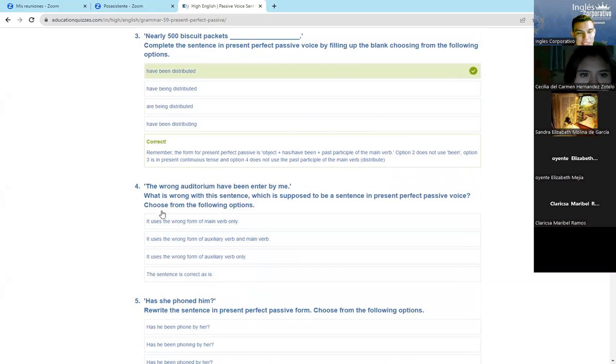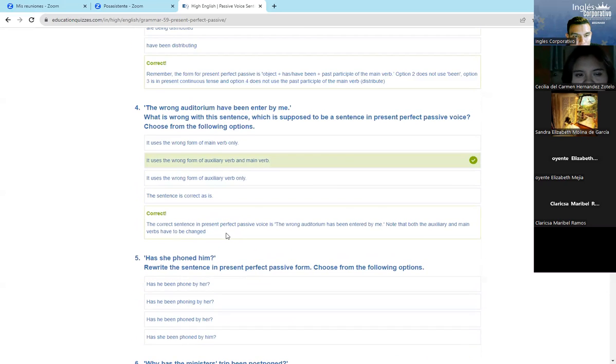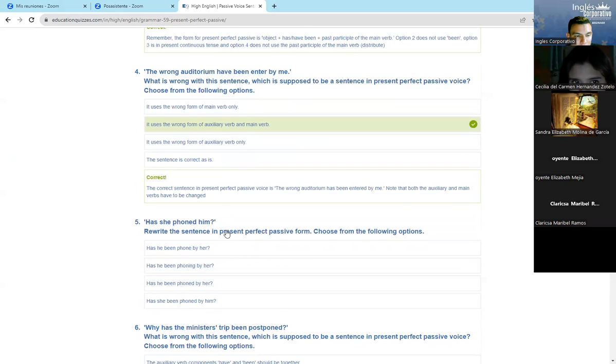What is wrong with this sentence, which is supposed to be a sentence in present perfect passive voice? What is the error? It uses the wrong form of auxiliary verb. Exactly. And main verb. Exactly. It is has. Yes. Has she phoned him? Would you write the sentence in present perfect passive voice form?